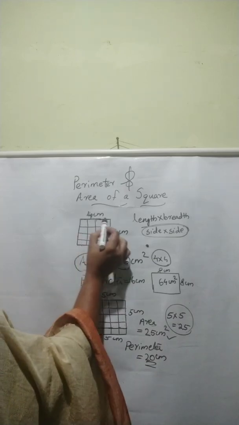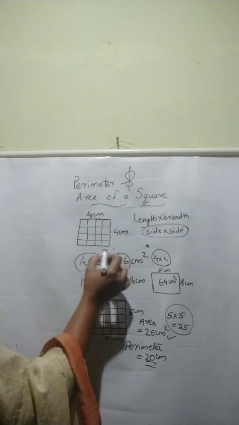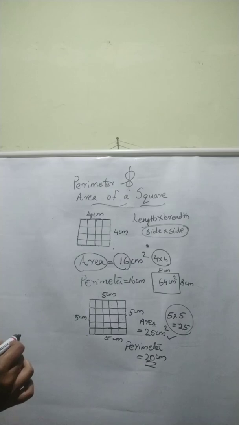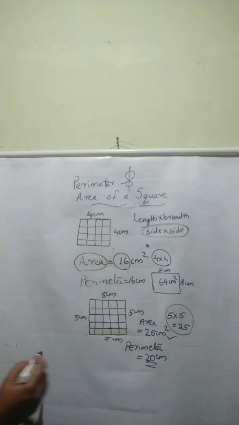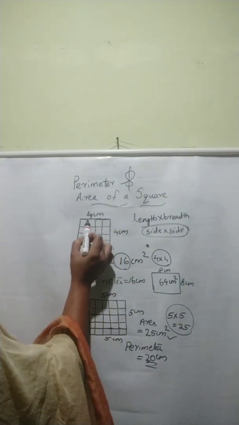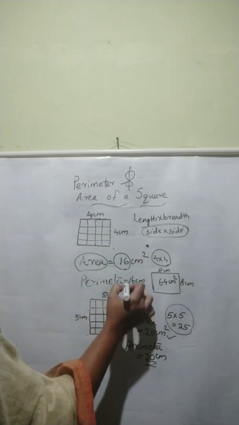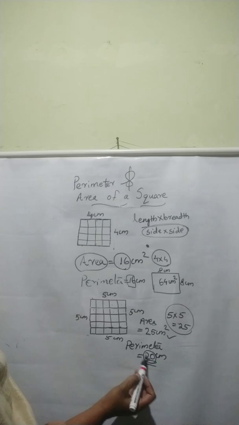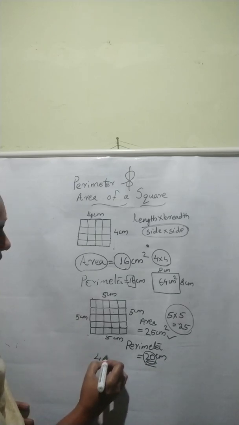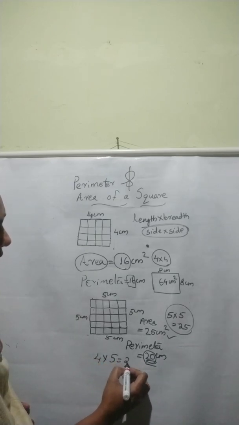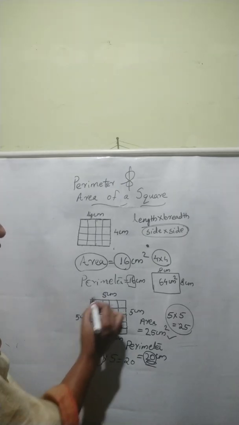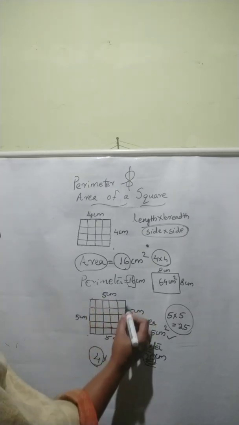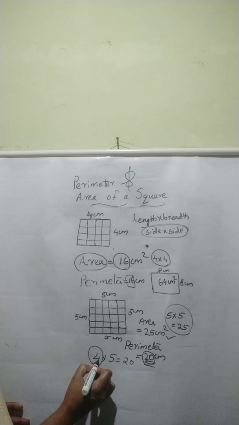Now we can find out the perimeter of this shape. We know that we have to find out the total length of 4 sides. Here 4 sides are there for a square. So here we got 16, and here we got 20. That means 4 into 5 is equal to 20. What is 4? Number of sides. 4 sides are there for a square.